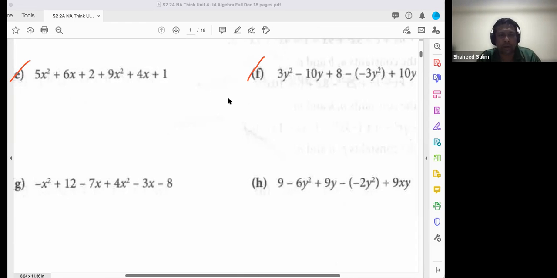X square and x, you cannot combine together. Leave them as separate. Leave them as human beings. Leave them as apes, and the other one leave as number. Let me see. Come on. The rest, come on. E and F, right? E and F?